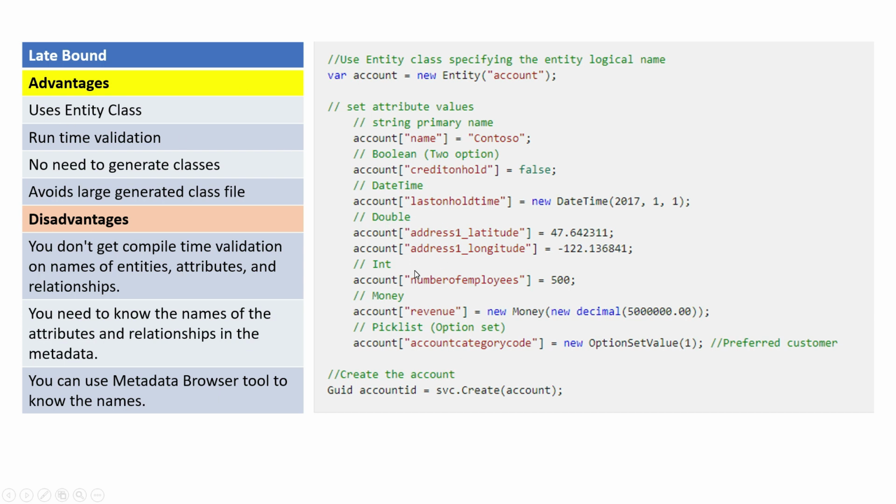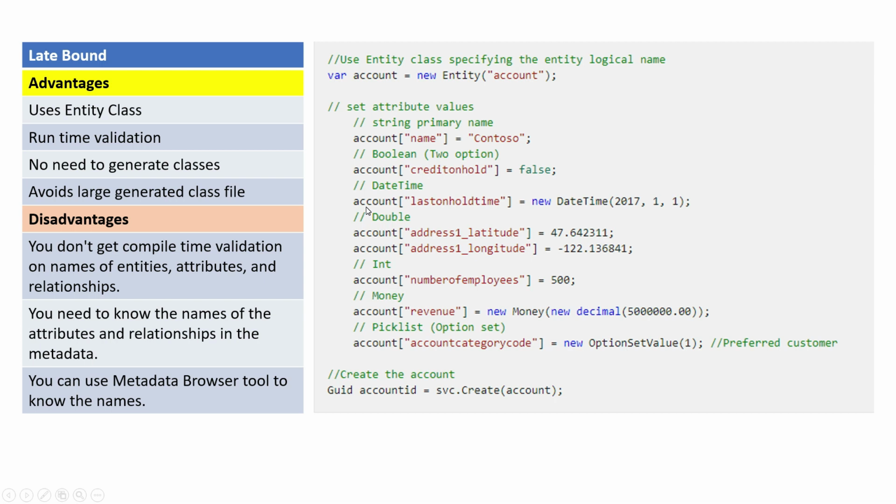The advantage in late binding is you use the Entity class and runtime validation is done. Okay, so when you compile your project, these names are not validated. They are validated at runtime, and if you have made any mistake in the spelling or anything else, it will be captured at runtime, right? Now you do not need to generate any proxy class or any CRM entity class for this. So you can directly use this late binding programming model to write your code. And we can avoid large generated files.